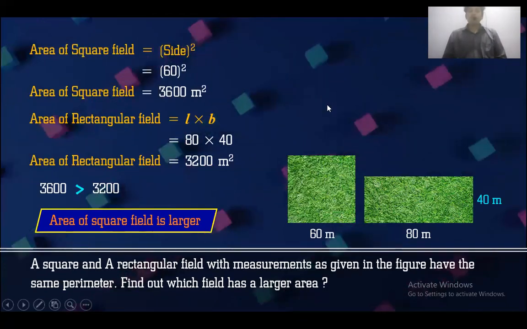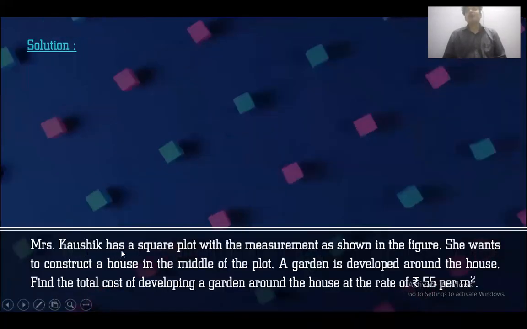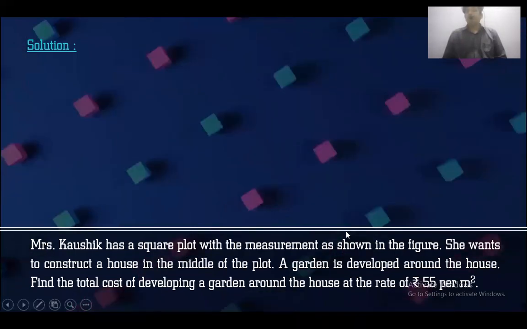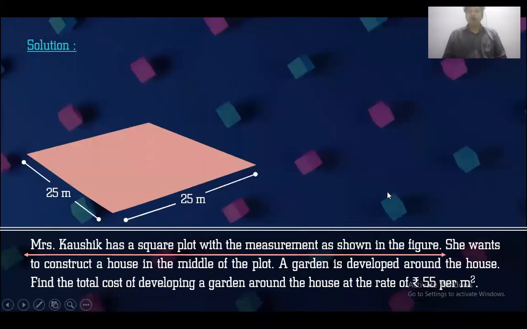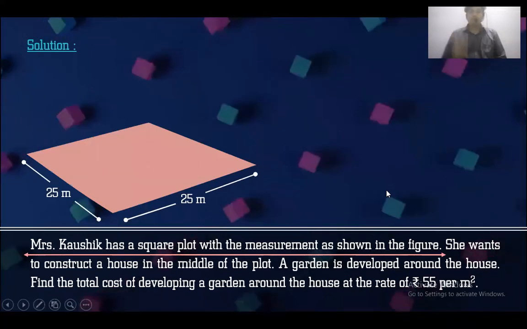If you see the next question from your exercise, let's read it first. The question says Mrs. Kaushik has a square plot. Again, it's a land or a plot with measurements as shown in the figure. If you see the figure, the plot is of square shape and the side is 25 meters. That means all four sides are 25 meters.